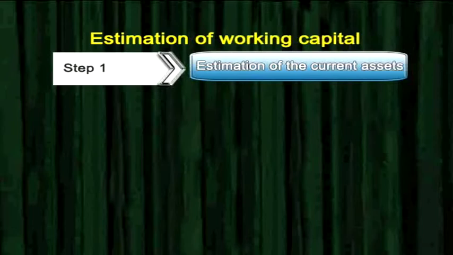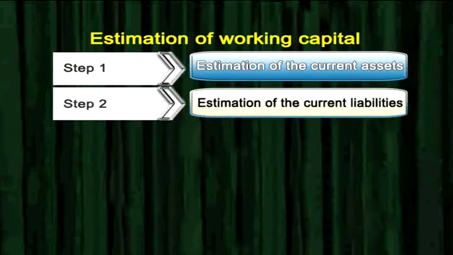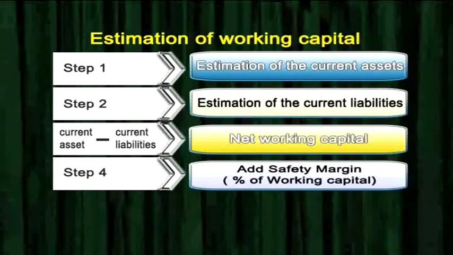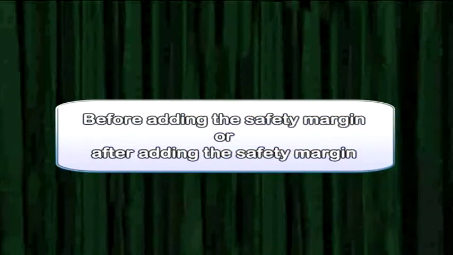First one is estimation of current assets, then estimation of current liabilities, then we have to subtract current liabilities from current assets. So, excess of current assets over current liabilities will give us the figure of working capital. We will say that this is net working capital. Now, we have to load the safety margin on it. The safety margin will be a percentage on working capital. Either it can be before adding the safety margin or after adding of the safety margin. Before and after will impact the calculations.